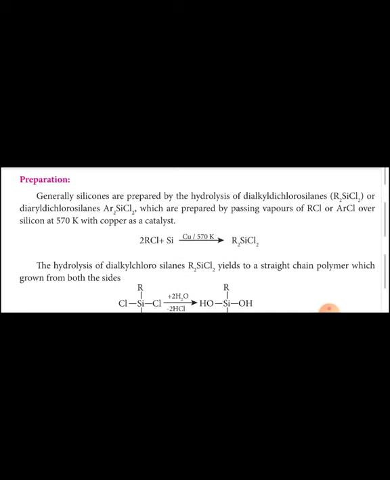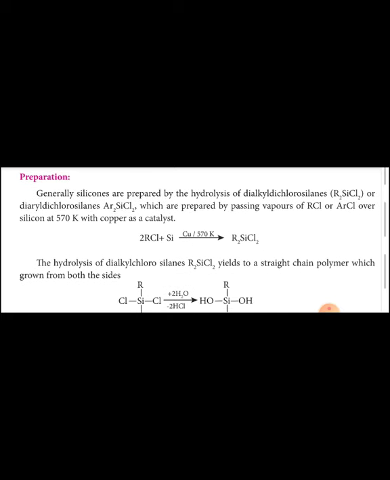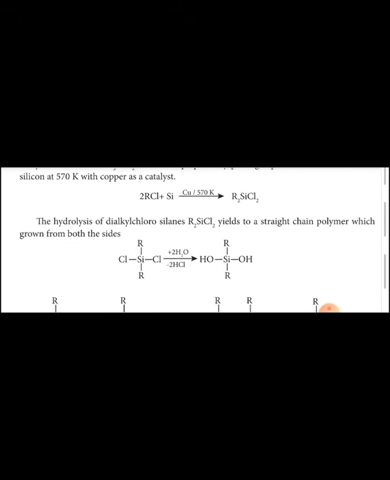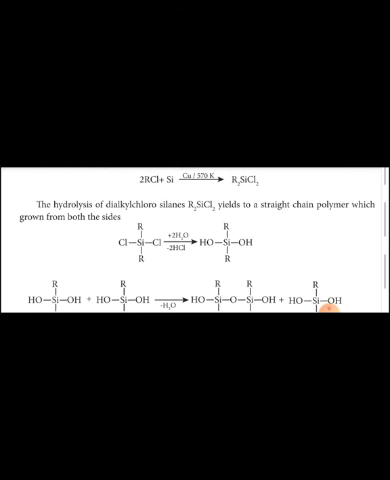Instead of R, it may be an alkyl group or aryl group, which are prepared by passing vapors of RCl or ArCl over silicon at 570 Kelvin, with copper as a catalyst. So these reactions take place to form R2SiCl2. For the hydrolysis of R2SiCl2, first we have to prepare R2SiCl2, and only then hydrolyze it with water. Now both the chlorine atoms change into OH groups.